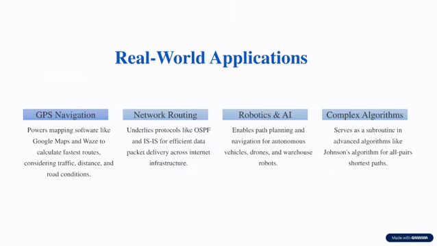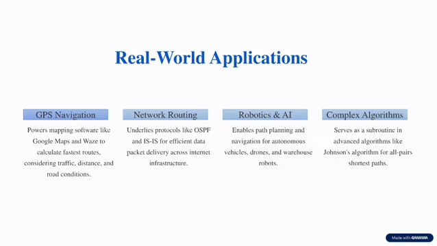Now let's see some real world applications of Dijkstra's algorithm. So first is GPS navigation. Its purpose is to calculate the fastest and shortest routes between locations. So how is it used? Mapping services such as Google Maps or Waze apply Dijkstra's algorithm to determine the best route from your current location to your destination.